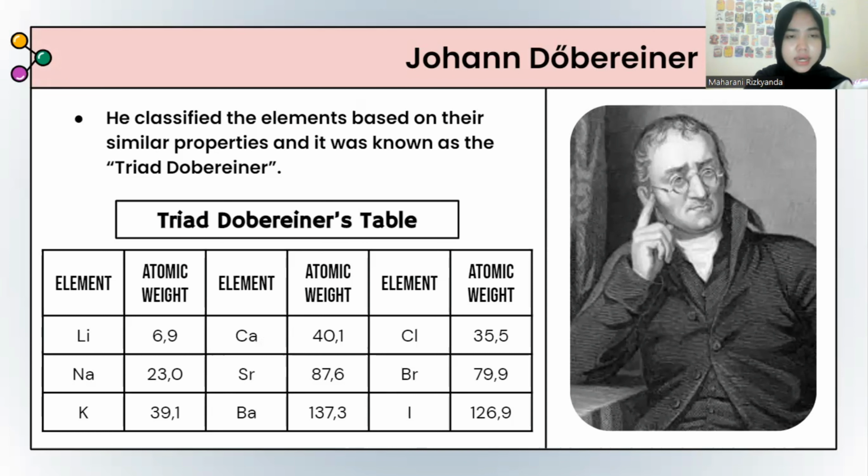As you can see in this slide, there is Dobereiner's triad table. The table shows that if three elements have similar properties, then the atomic mass of the second or middle element is the average atomic mass of the first and third elements. As you can see, the atomic weight of lithium is 6.9 and the atomic weight of potassium is 39.1, and the average of both of these is 23, and this is the atomic weight of sodium, the middle of the three elements.